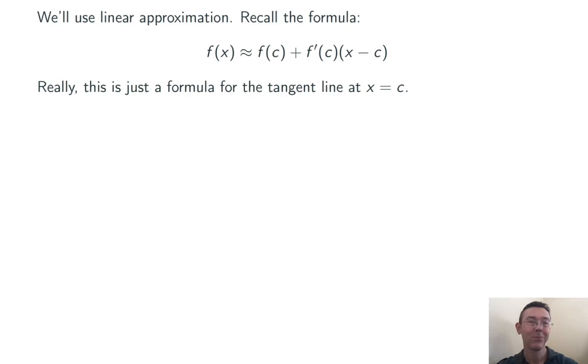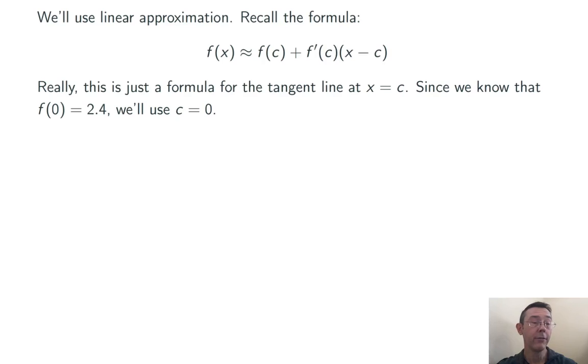Here's the formula. f of x is about equal to f of c plus f prime of c times x minus c. And of course, this is really just the equation for the tangent line to the graph of y equals f of x at x equals c. Bear in mind, this is going to be an approximation that is useful near the value x equals c.